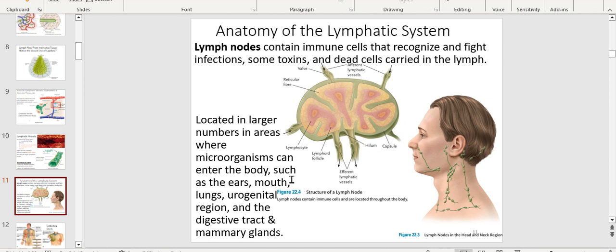Lymph nodes are located in larger numbers in areas where microorganisms can enter the body, such as the ear, mouth, lungs, urogenital region, digestive tract, and mammary glands. As we said, the head, the arms, the legs have the potential for more infection. So that's where you'll see a concentration of lymph nodes in the groin area, inguinal, under the armpits, and the neck.